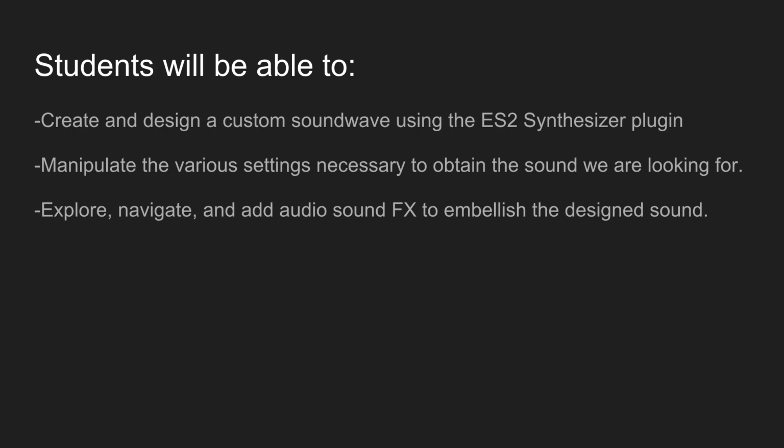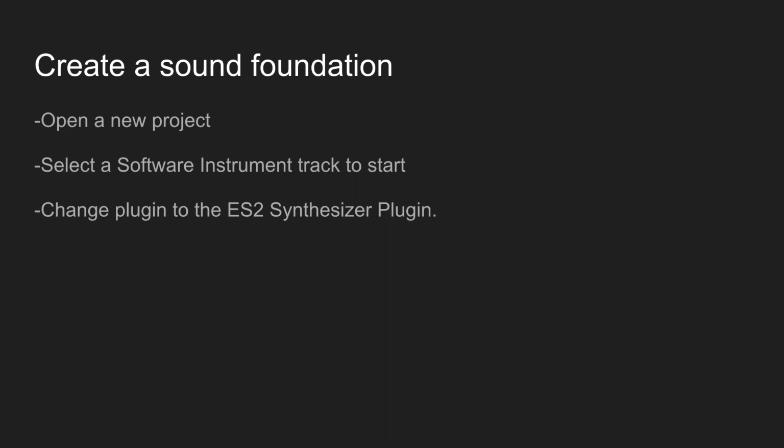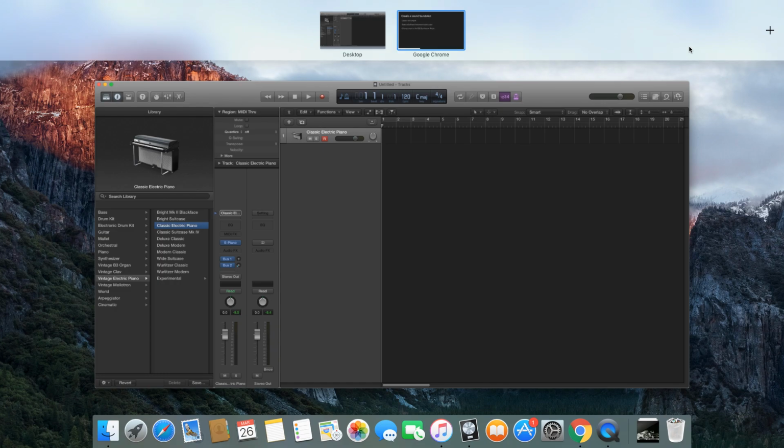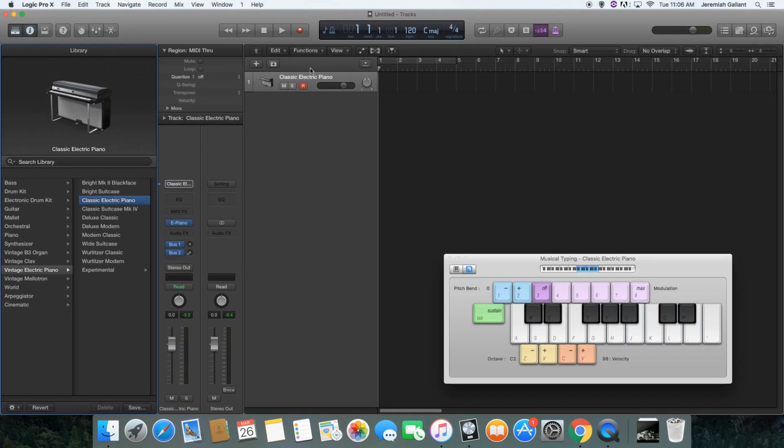So let's get started. We need to first create a sound foundation. So what we're going to be doing is we're going to be opening up a new project. We're going to select a software instrument track to start, and we're going to change the plugin from the default to the ES2 Synthesizer. So if we go over to my Logic project, I have already created the project.